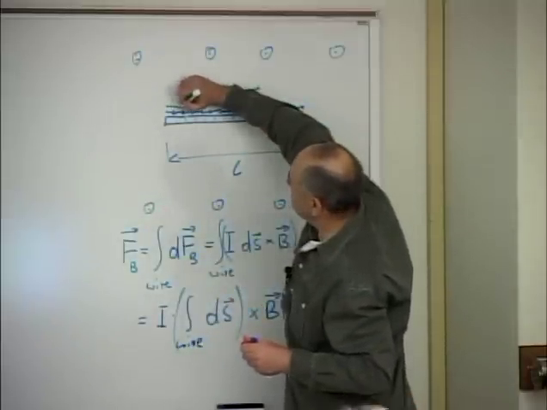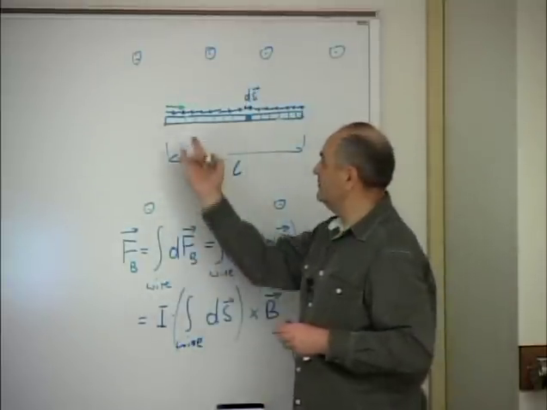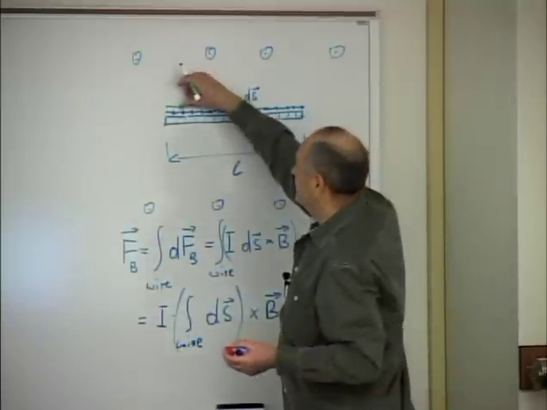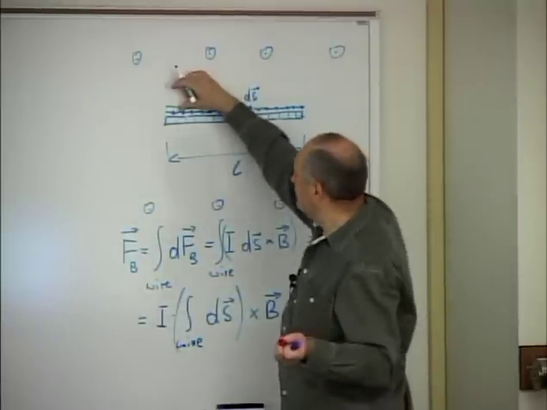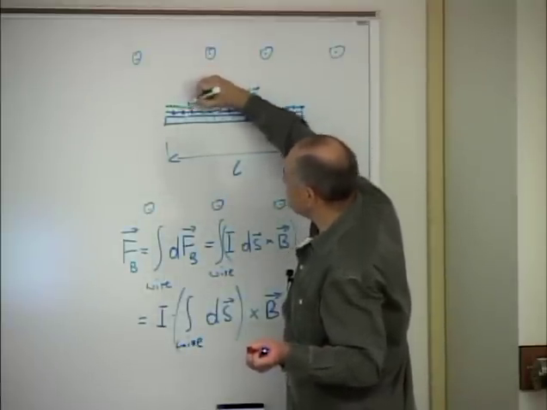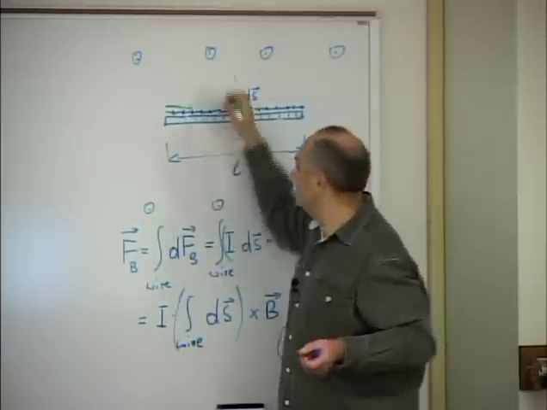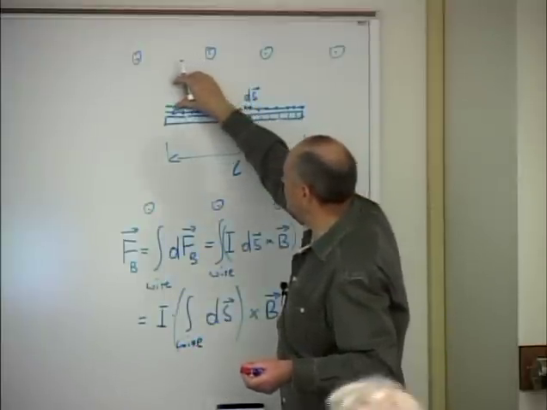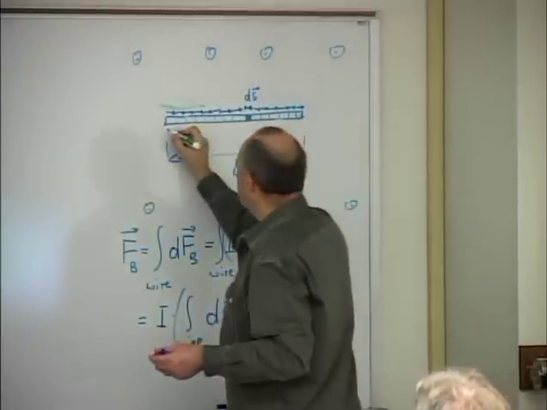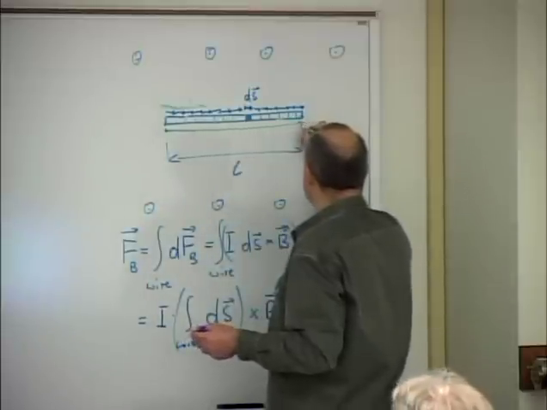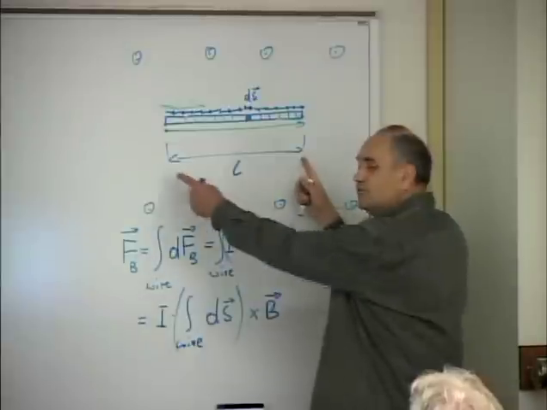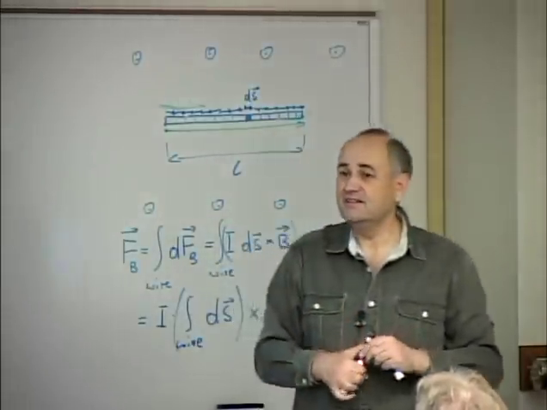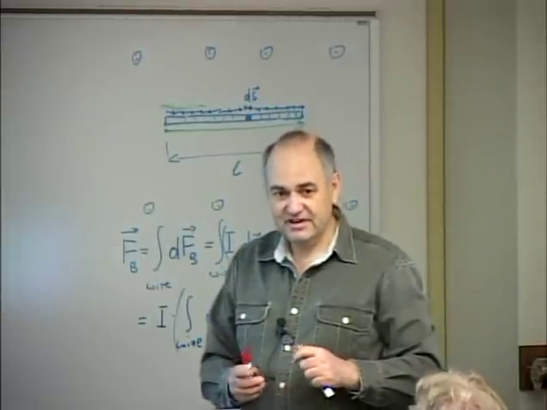I'll get a vector like this. Now, if to the 2 I add the next one, what am I going to get? How long? From here to here. Now, if I add another one, it will be from here to here, right? So if I add all of them, I will get a vector whose length is equal to the length of the wire, but that vector is going to be oriented along the wire. Do you see that?